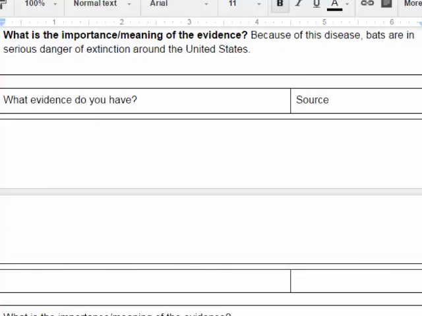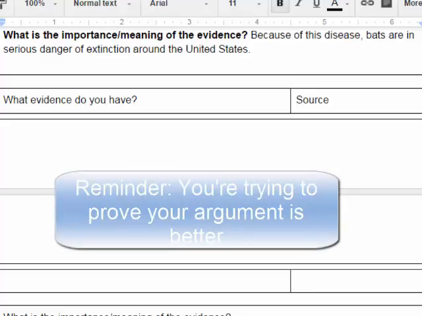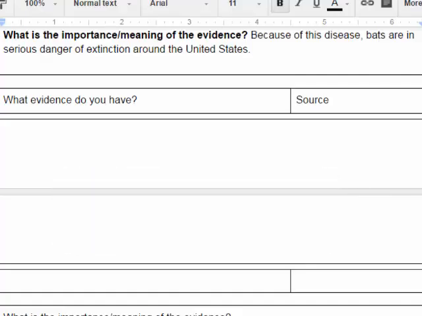You are trying to really prove that your side is better. The other side doesn't have that, and that's where you lead that up here. That's where you give that information.